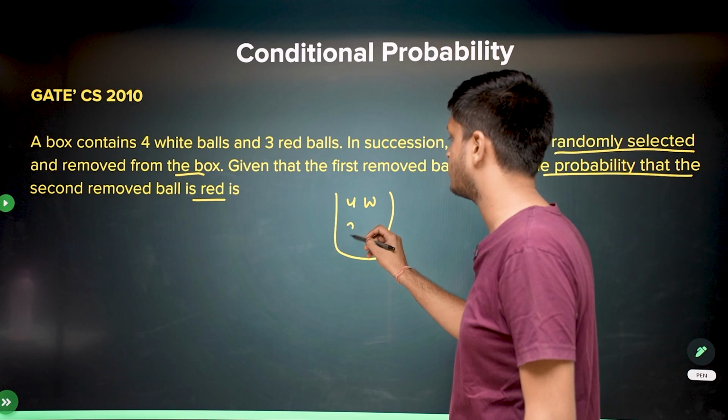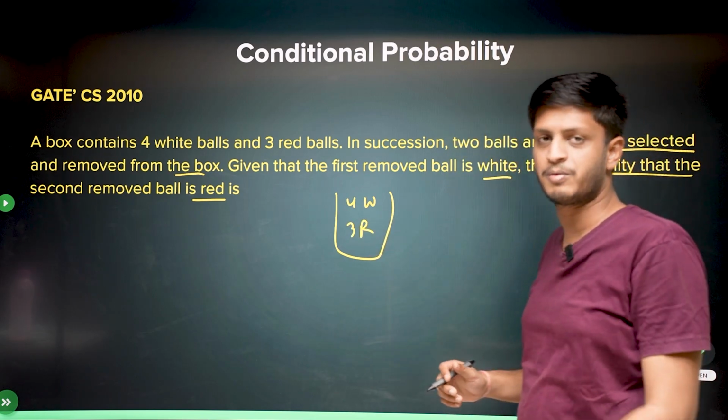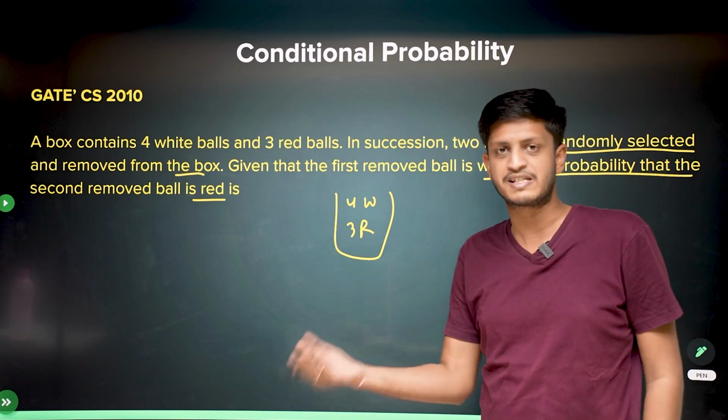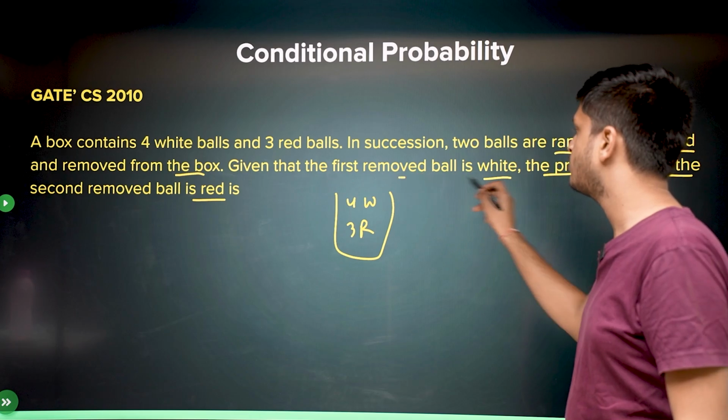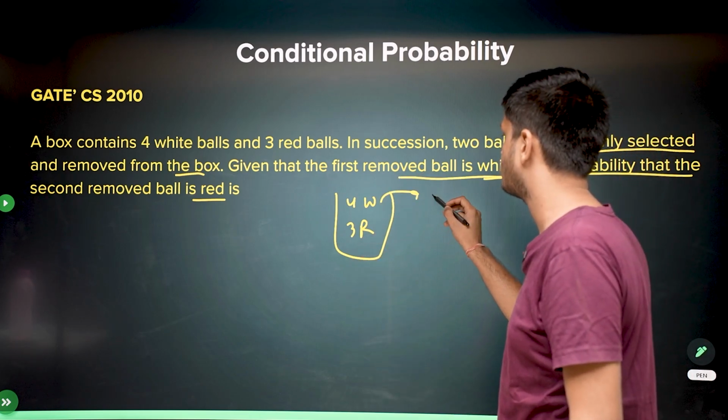4 white balls, 3 red balls. In succession, 2 balls are randomly selected and removed from the box, one after the other. We select one ball and then we select another ball, so basically we are not replacing them. Given that the first removed ball is white, like the first removed ball is white.